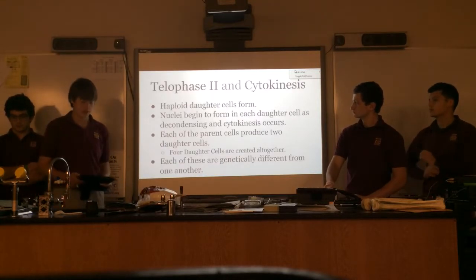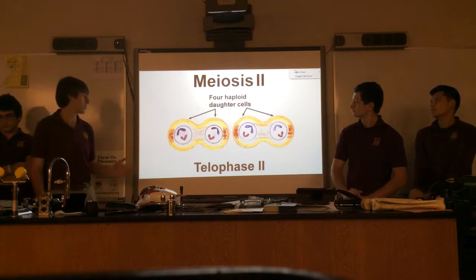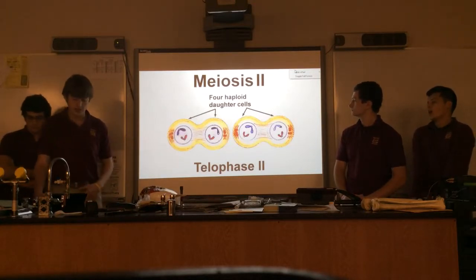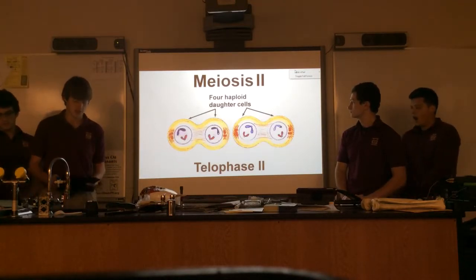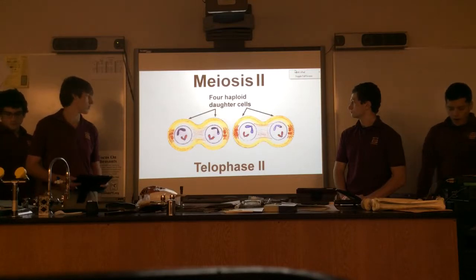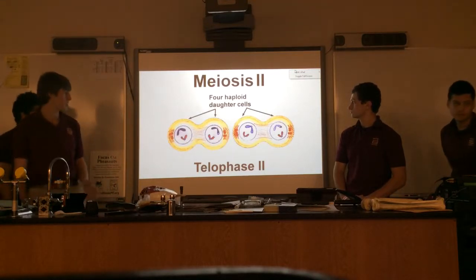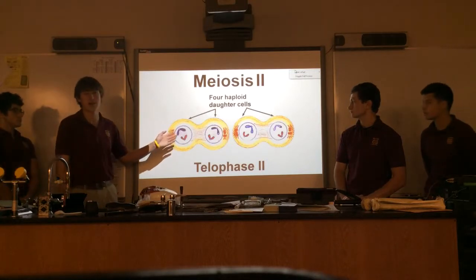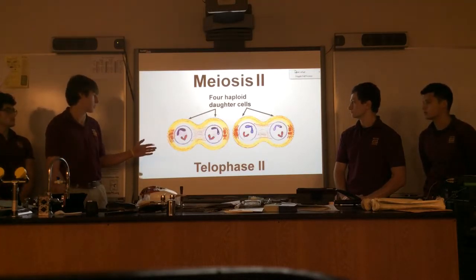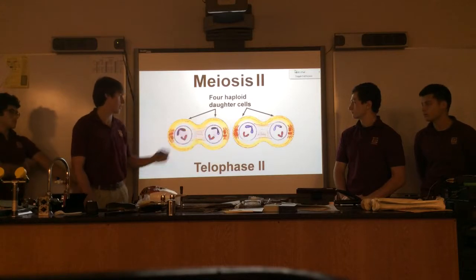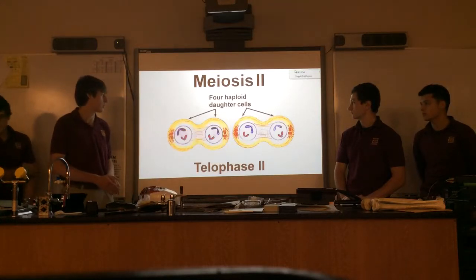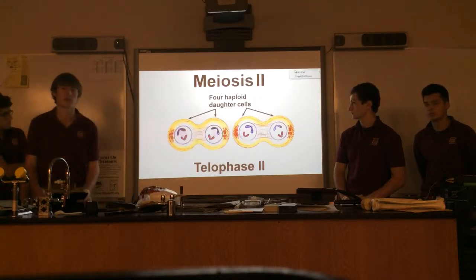In telophase 2, the haploid daughter cells begin to form, and the nuclei begin to form in each daughter cell as decondensing of the chromatids and cytokinesis occurs. And each of these is genetically different from one another, as crossing over occurred in meiosis 1, so each of these has a different set of genes than the parent cells.